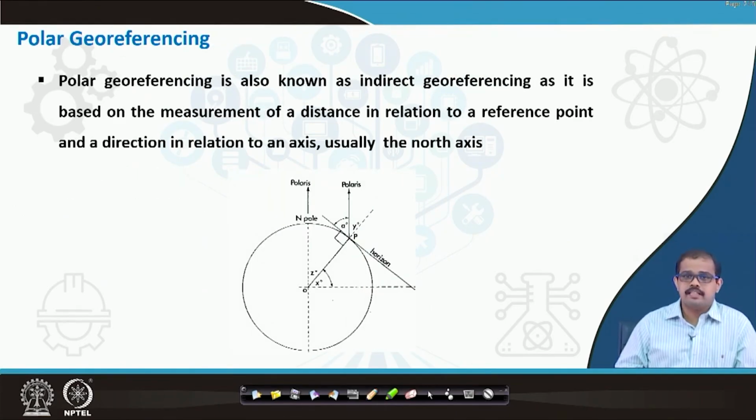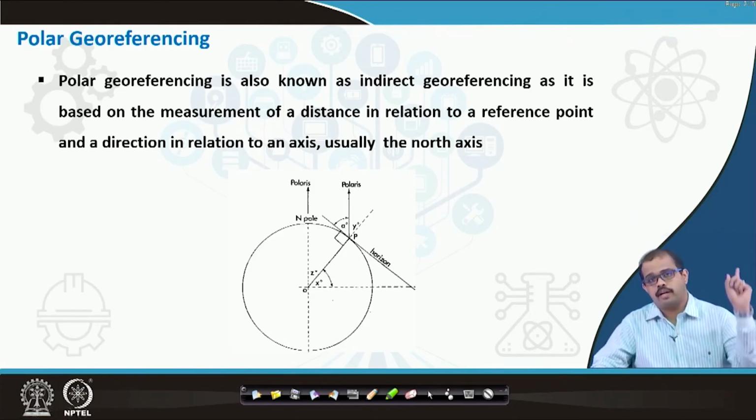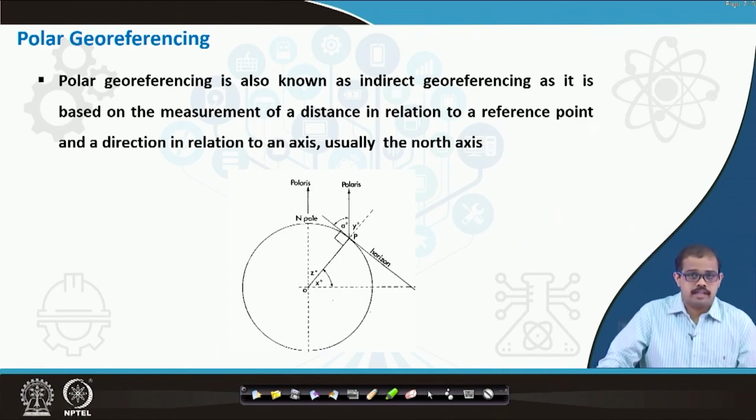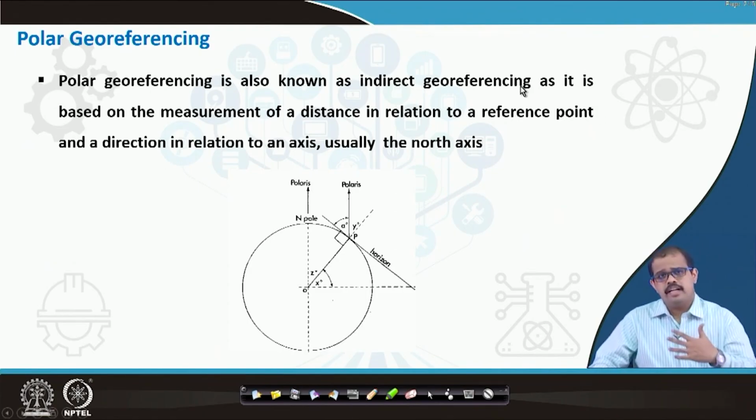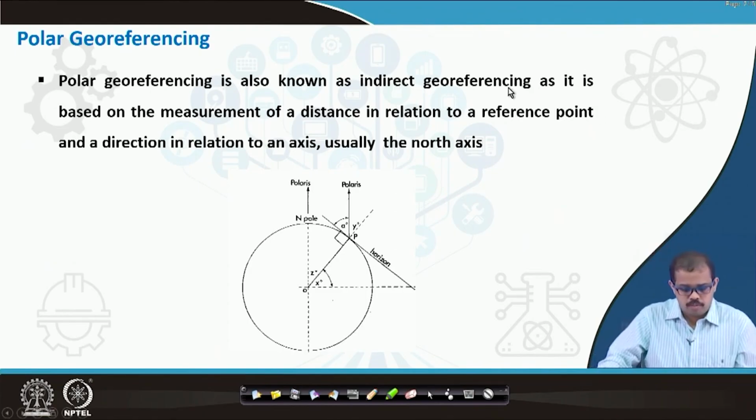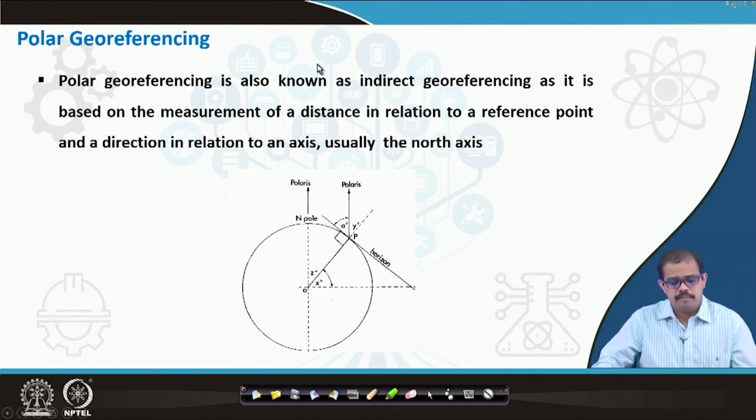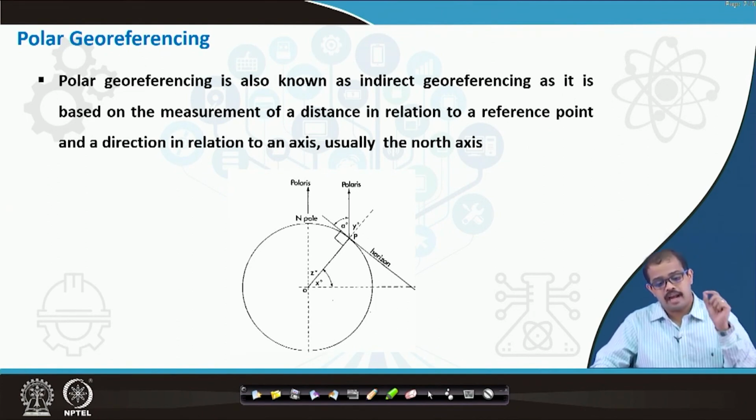The first aspect is polar georeferencing. It is also called indirect georeferencing. I spoke about polar in my previous class. So it is basically an indirect georeferencing. What we do is measure a distance in relation to a reference point and the direction in relation to an axis, that is usually the north axis.